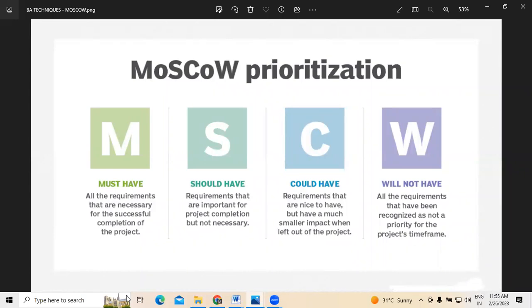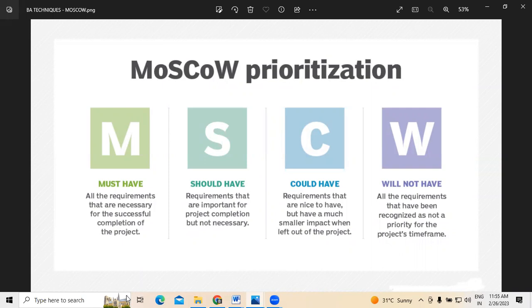This comes under should. Could have will give you a value addition to the project, even though it gives a value addition when you are working on something. At the same time, will not have means the requirements need not be required now in this project, but they may be required for the future needs of the client in later times.